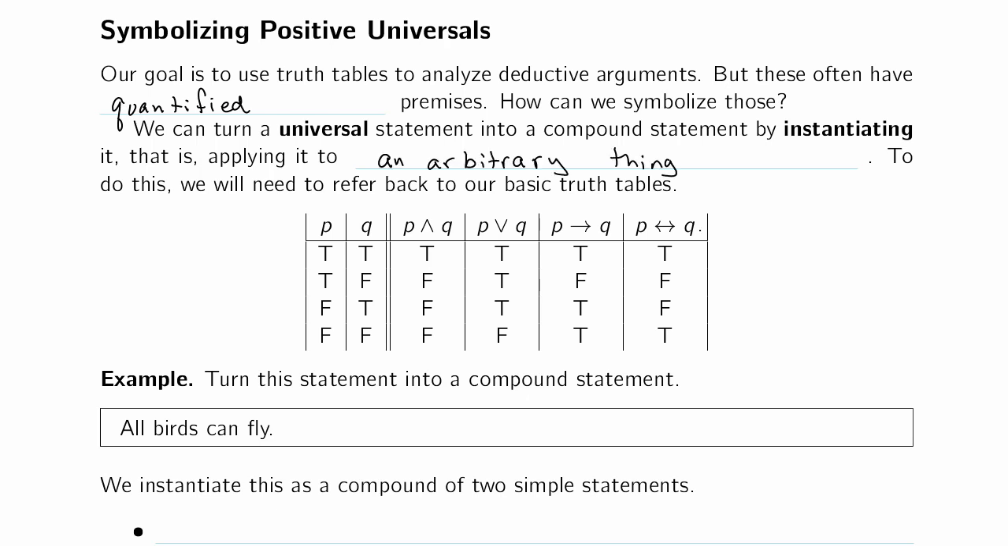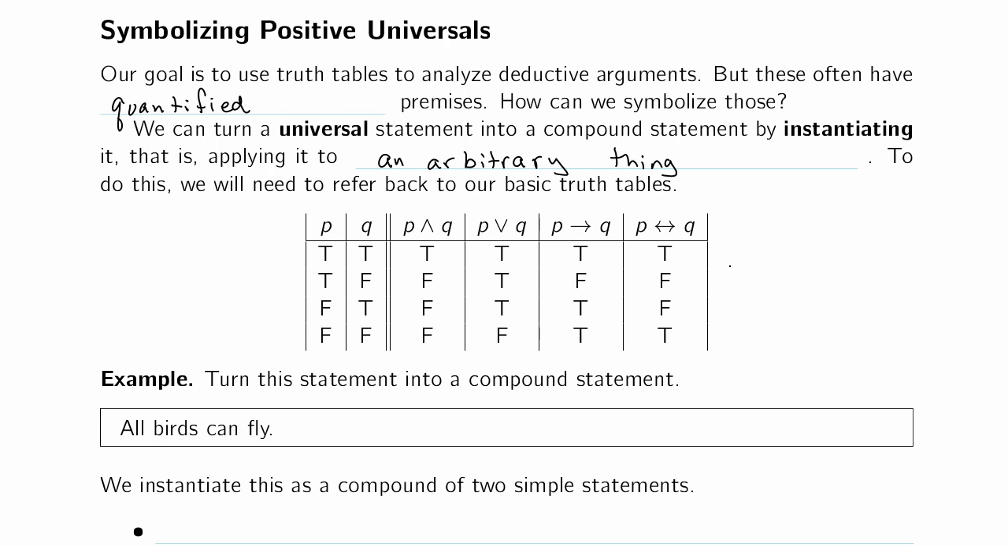Now, when we do this, we'll want to refer back to our basic truth tables. We have a basic truth table for and, one for or, one for if then, and one for if and only if. Ultimately, we will want to see if the truth table that we end up with matches one of those.